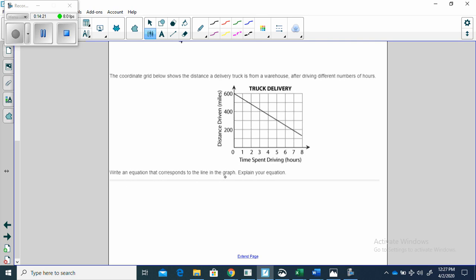Write an equation that corresponds to the line in the graph. Explain your equation. Okay, well, we're going to start with y is equal to mx plus b. That's the form for a linear equation, slope-intercept form. Now, we've talked about this. The b is your y-intercept. In fact, the coordinates for your b point will be 0, b. It's where your x value is 0, your y is b.